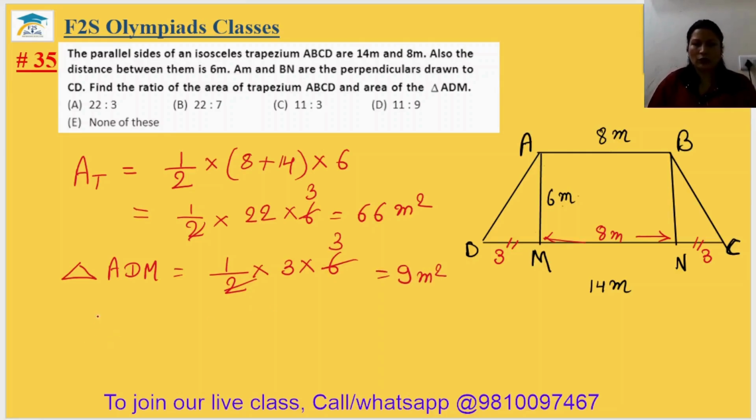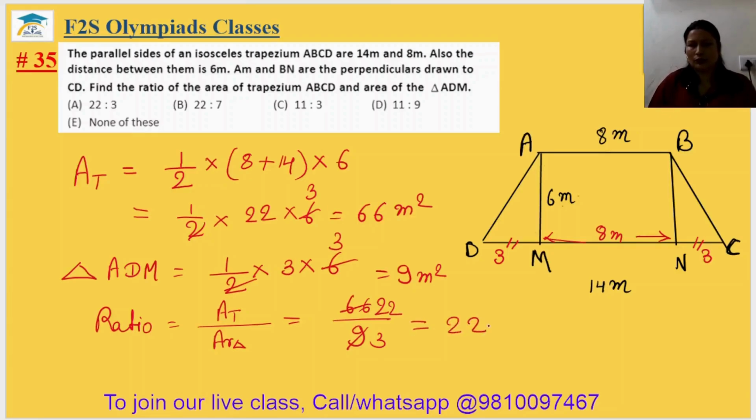Okay. Now ratio of area of the trapezium upon area of the triangle. So that is 66 by 9, 3 3s are 9, 3 22s are 66. That is 22 is to 3. It is in option number A. So the 35th answer will be option A.